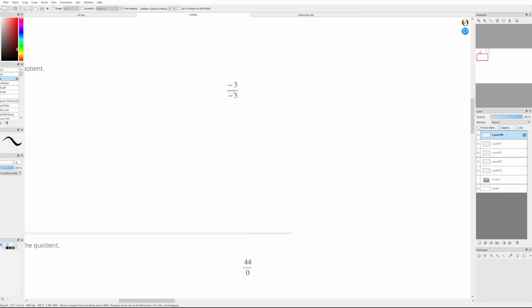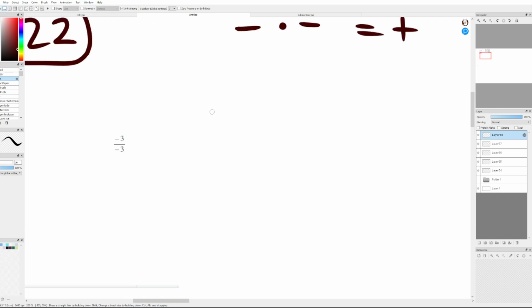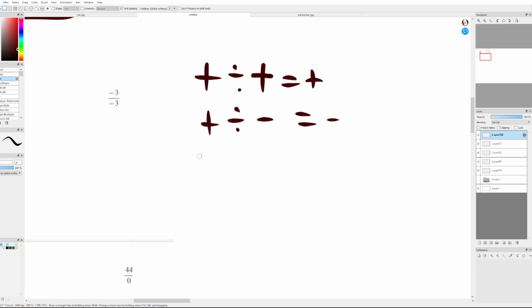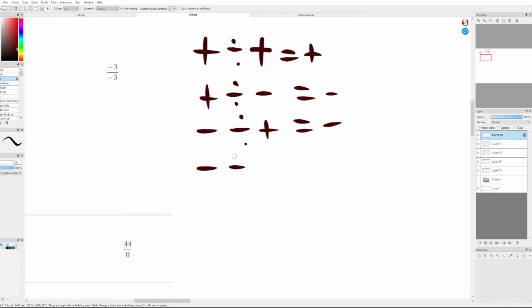Find the quotient. We have two negatives on the top and the bottom. We know that when we have a positive divided by a positive, it will give you a positive. When we have a positive divided by a negative, it will give you a negative. When we have a negative divided by a positive, it will give you a negative. And when we have a negative divided by a negative, it will give you a positive.